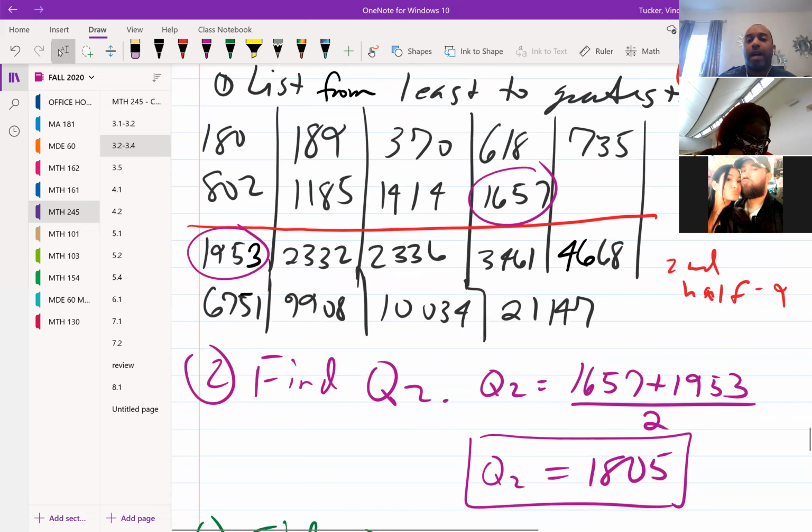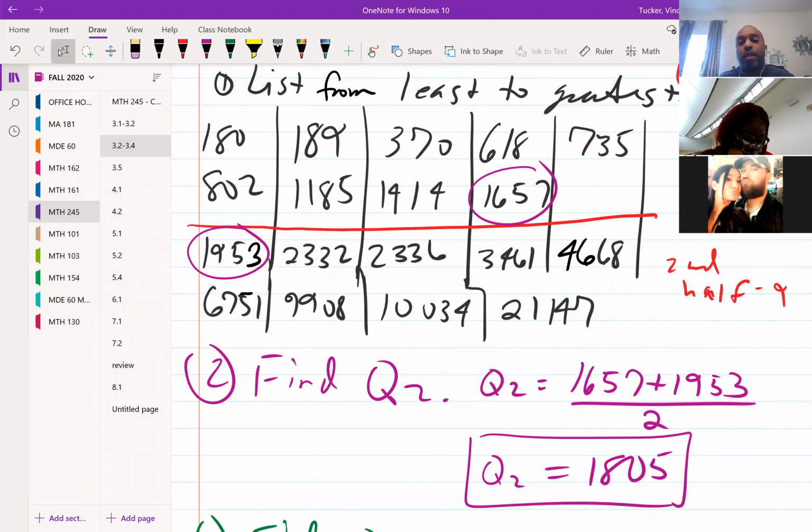Now notice we have 9 data values in our first half of data, 9 data values in our second half of data. That 1657 is not quartile 2, so that's still a part of the first half of data. Same thing with the 1953. A lot of times people make the mistake of saying, okay, because I used it to find quartile 2, then I don't use it in my data set. No, 1657 is a part of the first half of data. 1953 is a part of the second half of data. Quartile 2 is 1805. Okay.